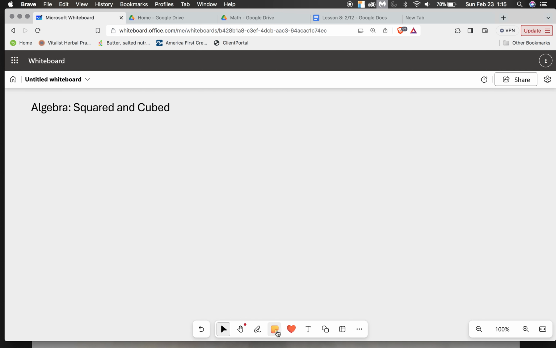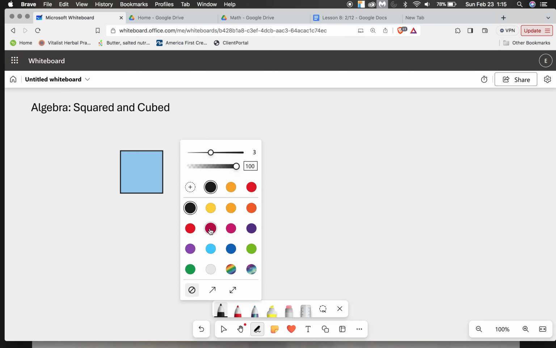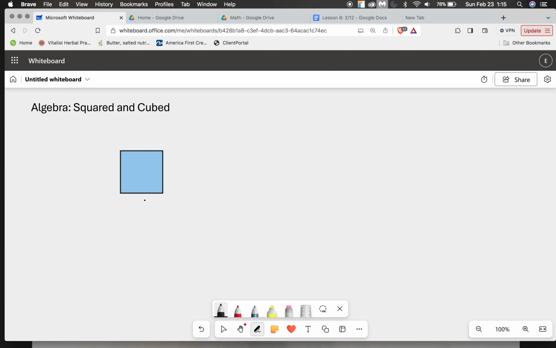So when we have a square, let's make this a square. Perfect. This is a square, and this square has 4 sides, but they're all equal lengths. So if we wanted to find the area of this square, and let's say that this square has a side of 7 inches, which means that all its sides, of course, are 7 inches, and 7 inches, and 7 inches.